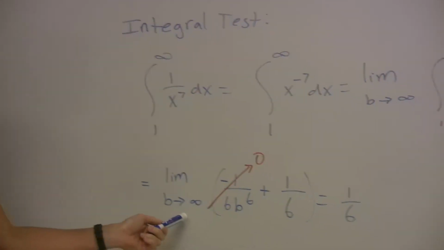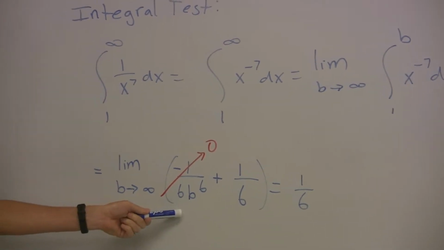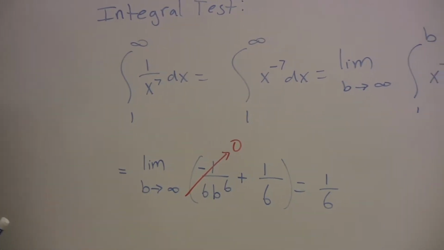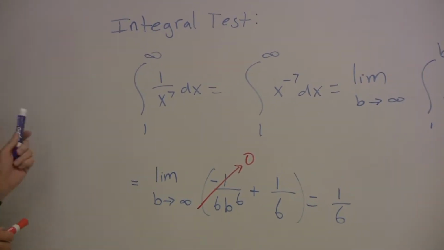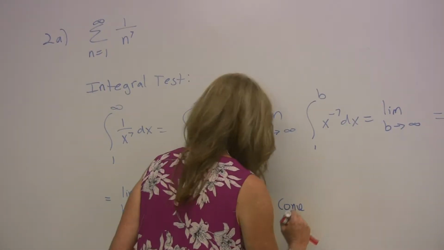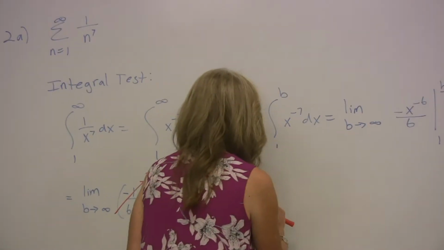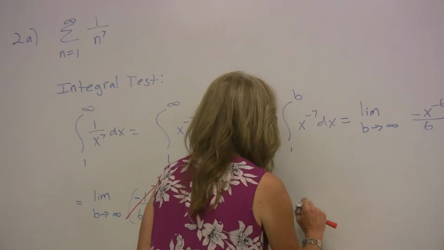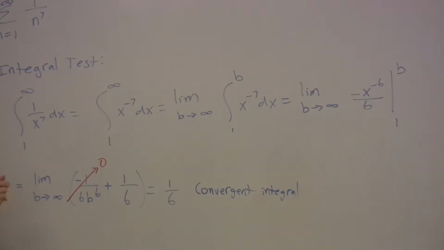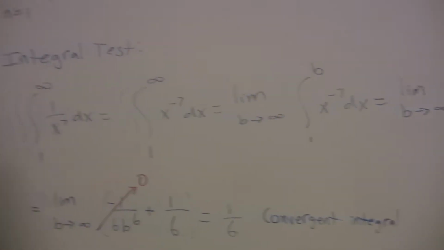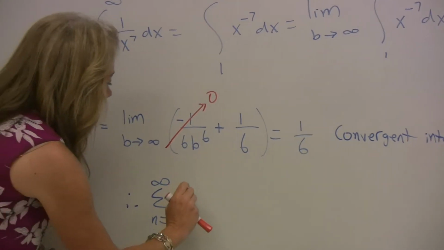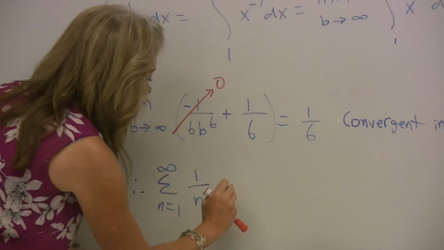And then if we take the limit as b approaches infinity, because the b's are in the denominator here, this term goes to 0. So the whole thing goes to 1/6. Which tells me what about this integral? It converges. This is a convergent integral. And if the integral converges, then what do we know about the series? It converges by the integral test. 1 over n to the 7.